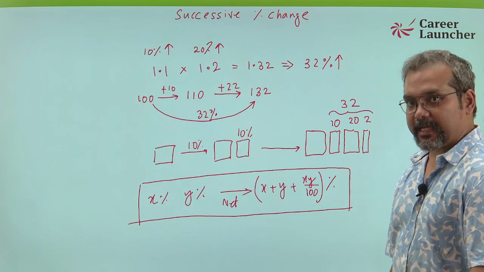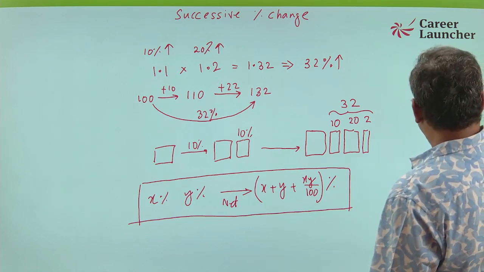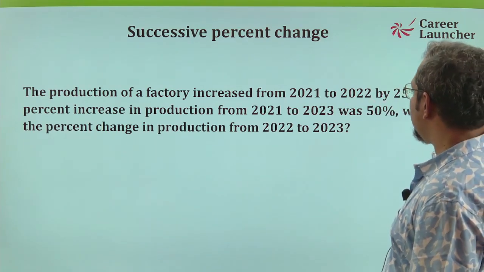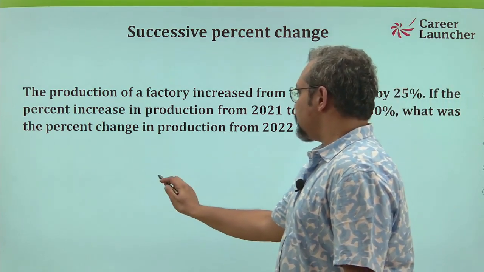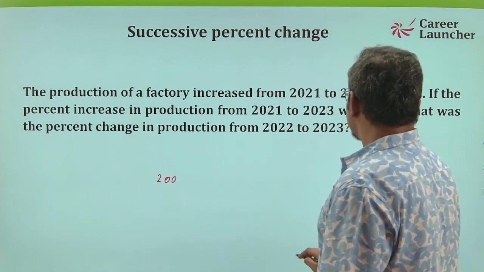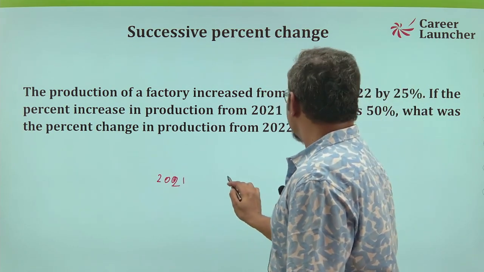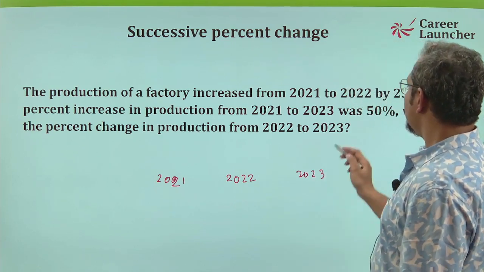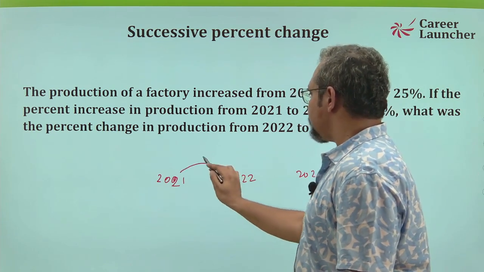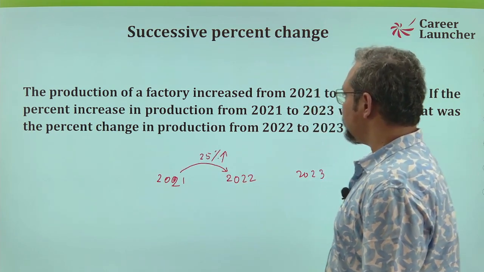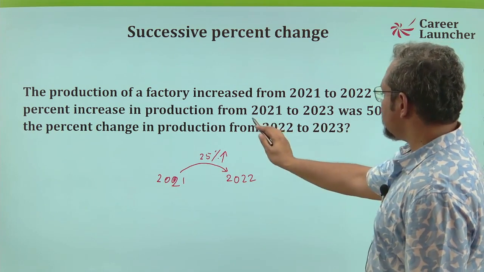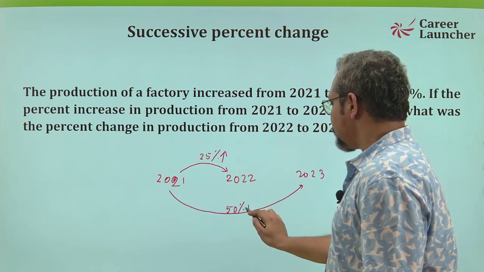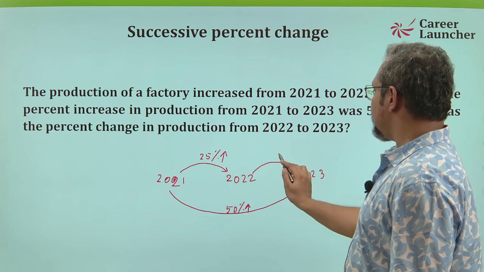Let's take an example to understand the applications. Here we have this question, which says that the production of a factory increased by 25%. So that means we are looking at the data. Let's quickly jot it down. 2021, then 2022, and then 2023. From 2021 to 2022, there was a 25% increase. And 2021 to 2023, overall, there was a 50% increase. We have been asked to find how much was the change here.